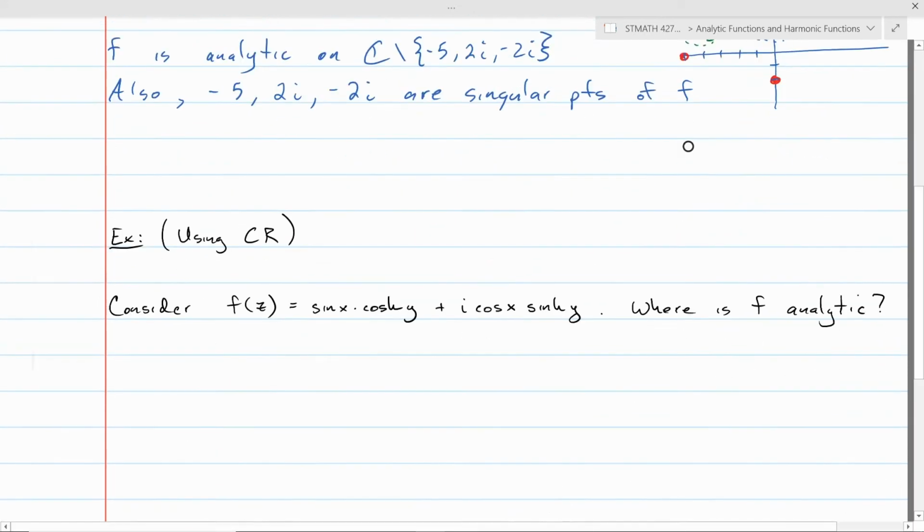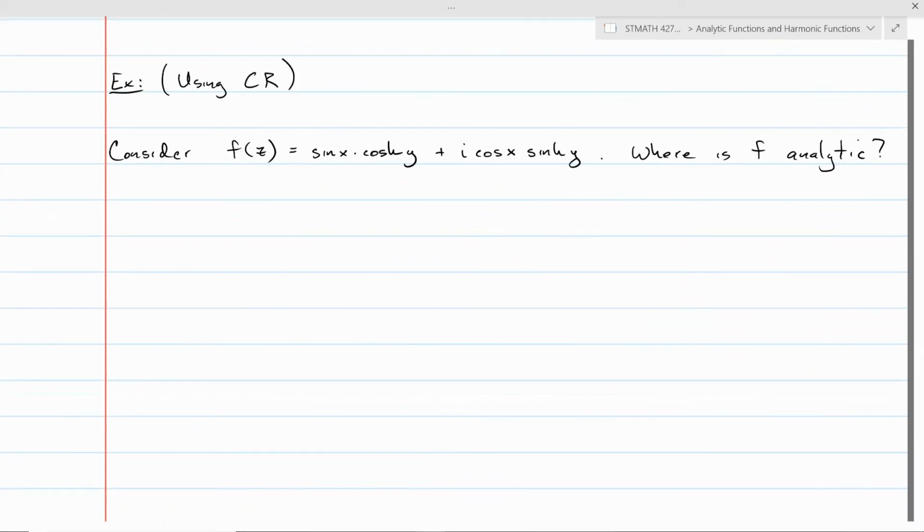But we can also get our hands on analyticity by using Cauchy-Riemann. So in this example at the bottom here, we've got a function that's broken up into its component pieces, and we can ask, where's it analytic? In other words, where can we compute the derivative? Well, we've got component functions here, u of x,y there, and v of x,y here. So we have the sufficient conditions for how the Cauchy-Riemann equations give you the derivative.